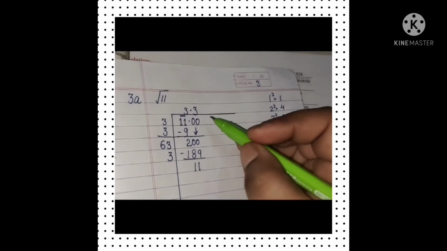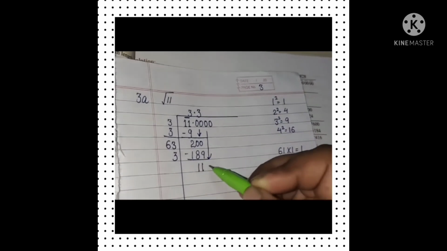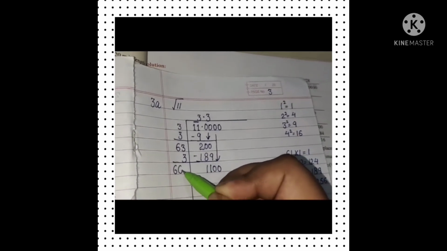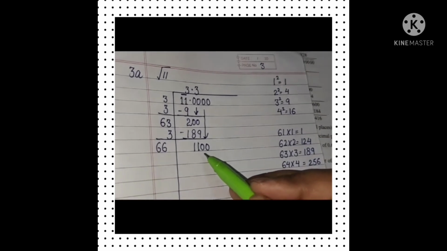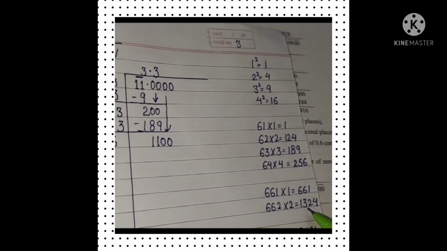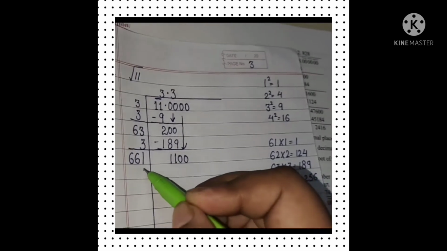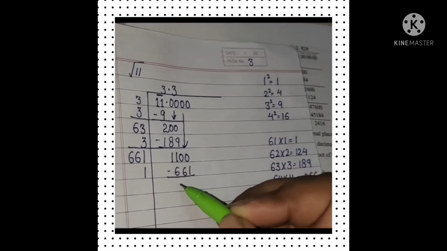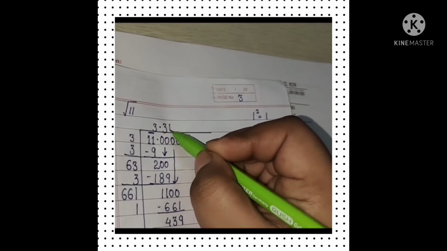Second step done. Now for the next step, one more pair of zeros. Now copy this pair. It gives 1100. And here 63 plus 3 becomes 66. Again same process. We have to put one digit with 66 such that multiplying it by the same digit gives less than 1100. We see 661 into 1, 661. And 662 into 2 gives 1324, which is greater than 1100. So we will take 1. 661 into 1 gives 661. And do the subtraction. 1100 minus 661 gives 439. Okay. And we have taken 1, so the next digit is 1.